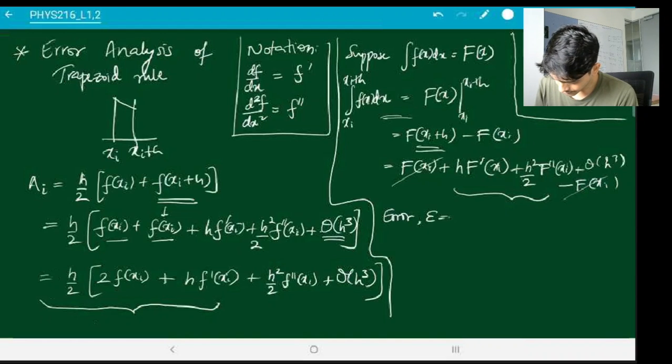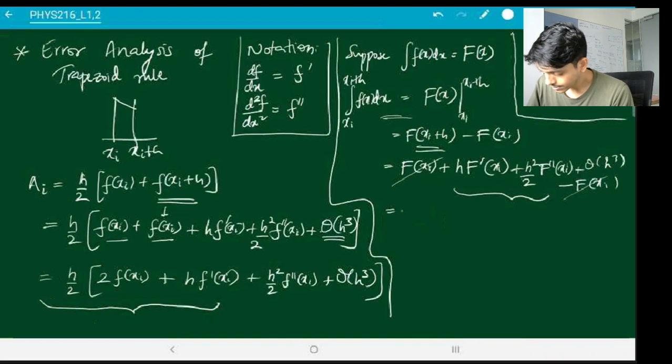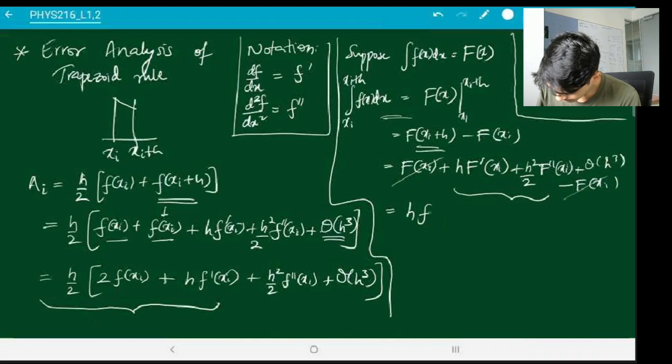So what does the difference between the two turn out to be? Wait, before I do that, capital F is the integral of small f. So when I say F prime, the derivative of that has to be f itself, small f. So this is h times small f of x plus h square by 2 f prime, and so on.